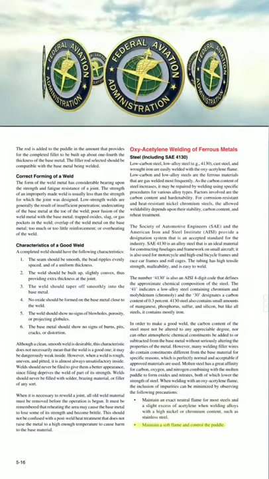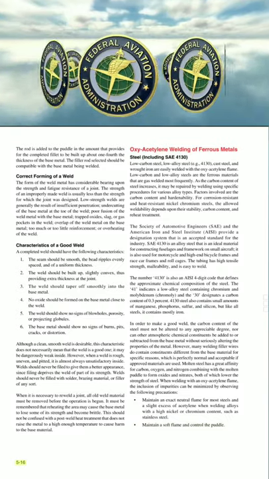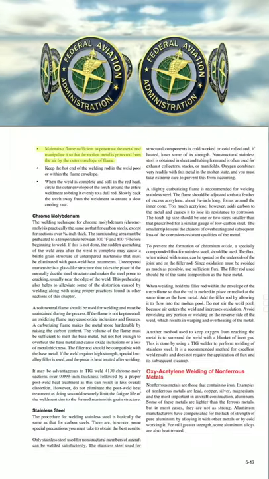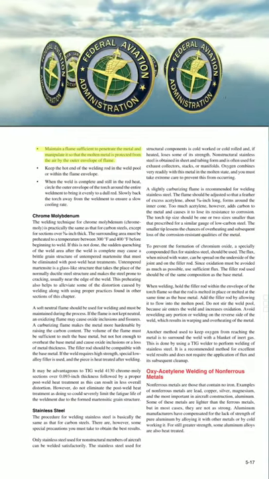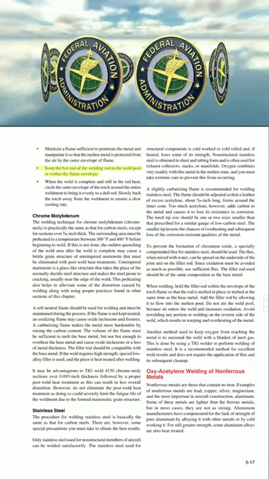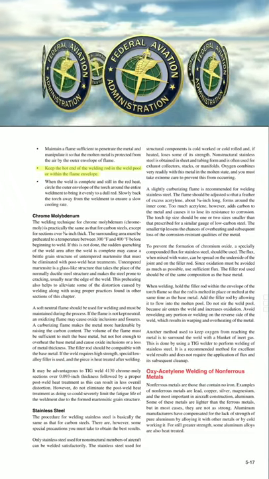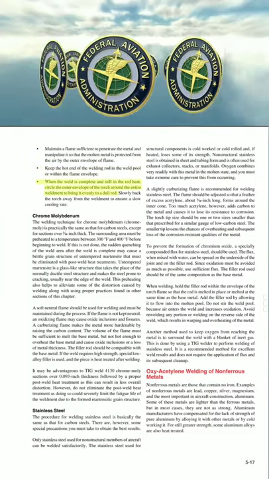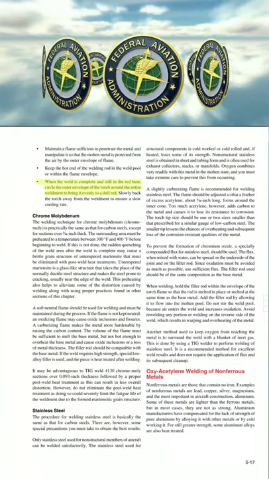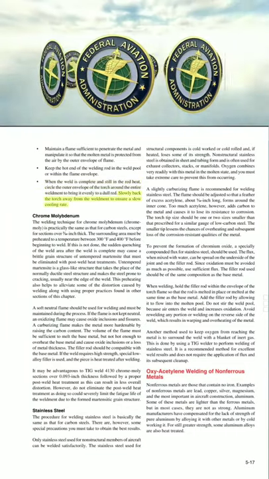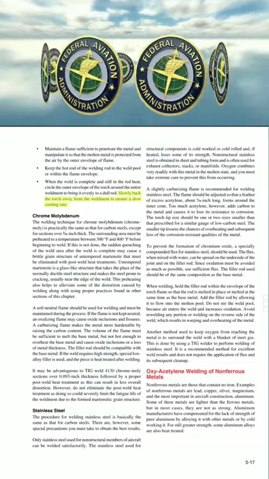Maintain a soft flame and control the puddle. Maintain a flame sufficient to penetrate the metal and manipulate it so that the molten metal is protected from the air by the outer envelope of flame. Keep the hot end of the welding rod in the weld pool or within the flame envelope. When the weld is complete and still in the red heat, circle the outer envelope of the torch around the entire weldment to bring it evenly to a dull red. Slowly back the torch away from the weldment to ensure a slow cooling rate.